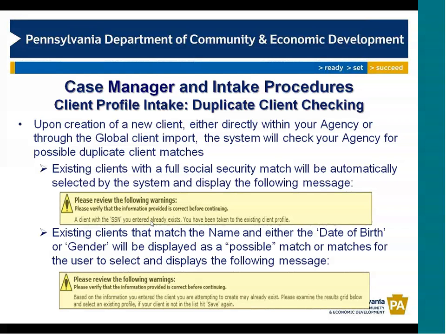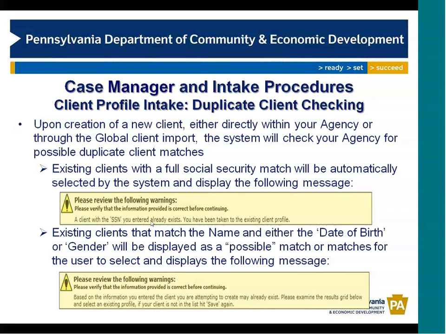Now, with the possible match, what the system does is a matching of a name as well as either a date of birth or a gender match. We'll display what we call possible matches, and the system will show you a little grid up at the top of the screen, because it could be 1, it could be 5 possible matches if there's generic information entered like John Smith. If this grid does come up, we do recommend you take a look at that grid and make sure that could be the person you're looking for.